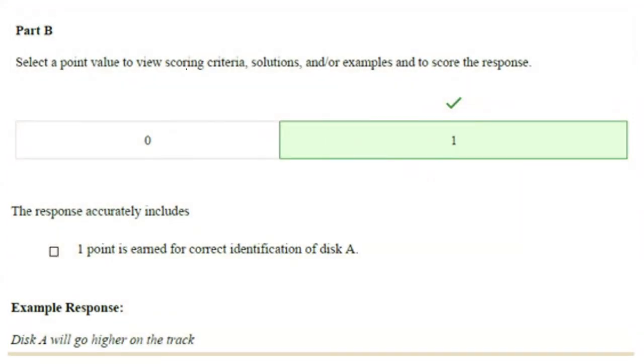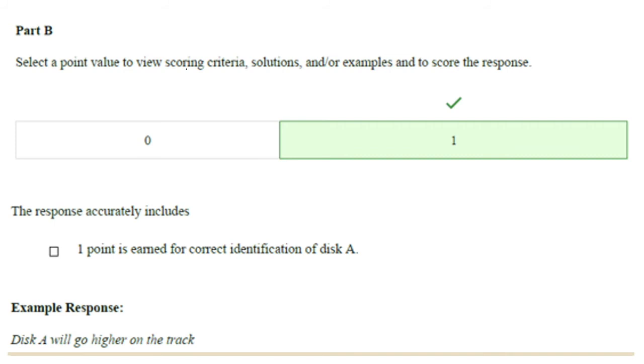We're jumping straight to the scoring guide because this one is easy. One point is earned for the correct identification of disk A. Done. Now, you could have probably literally just written disk A and they would have given you the point. I think you should always write at least a sentence because you're almost in college. But "disk A will go higher on the track" as their example response is a perfectly reasonable answer. Of course, if the question is "why," you shouldn't be wasting your time doing an explanation for this part.